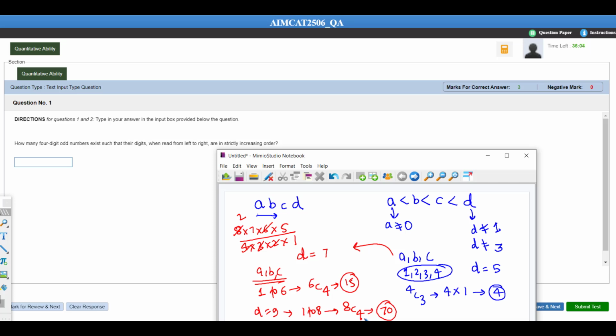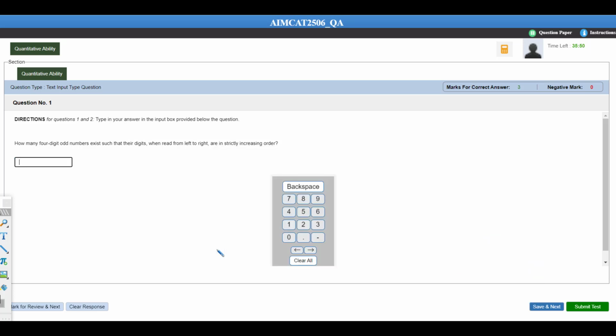So our final answer is going to be 56 plus 20 plus 4. And this addition is equal to how much? 80.